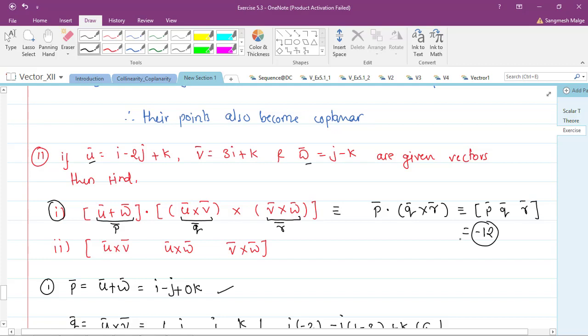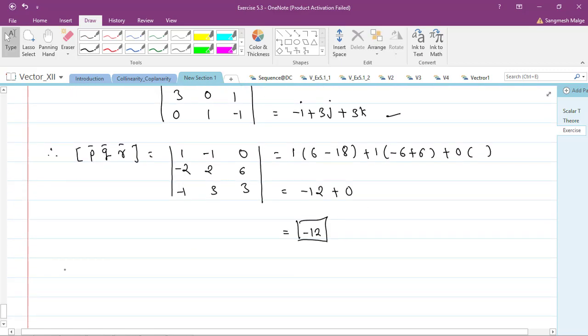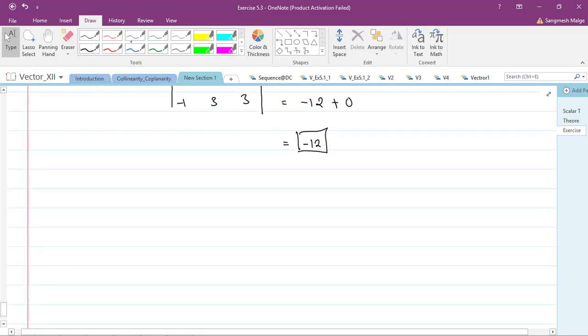Now using the same approach we can solve for the second one. For the second, again let's consider these are p bar, q bar, and r bar. Okay, for the second case also, so let's find out the second. I'll rewrite the second question here. The second question is like this.